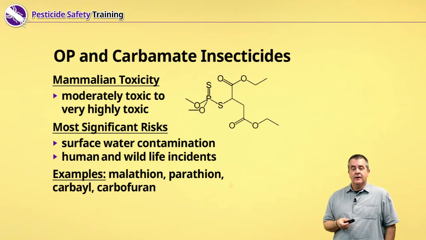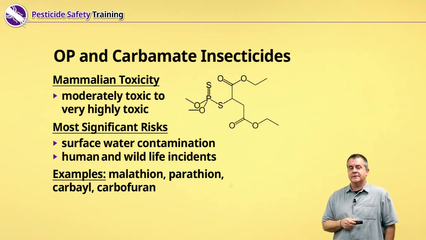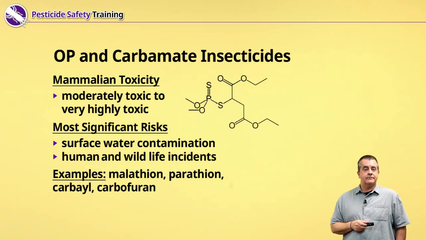Examples of these would be malathion, which is not as commonly used anymore around households, but it's a lower toxicity organophosphate, so it's still available to you for use around homes for insect control. Parathion, kind of the very highly toxic cousin of methylparathion, or carbaryl or carbofuran.